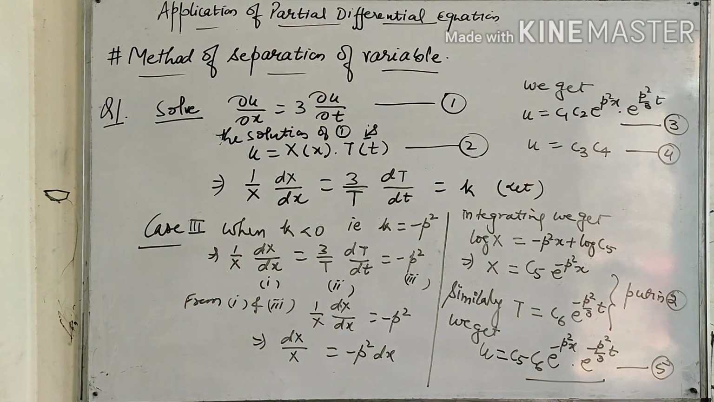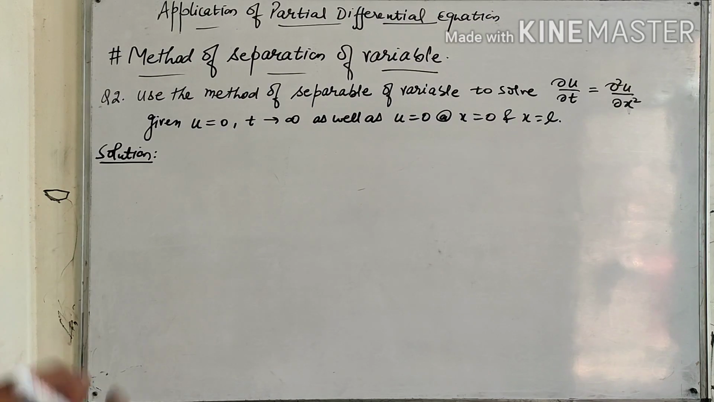Now there are three different solutions for the three conditions. That is, equation number 3, 4 and 5 may be the solution. It depends on the condition of the question. Now this is the second question.